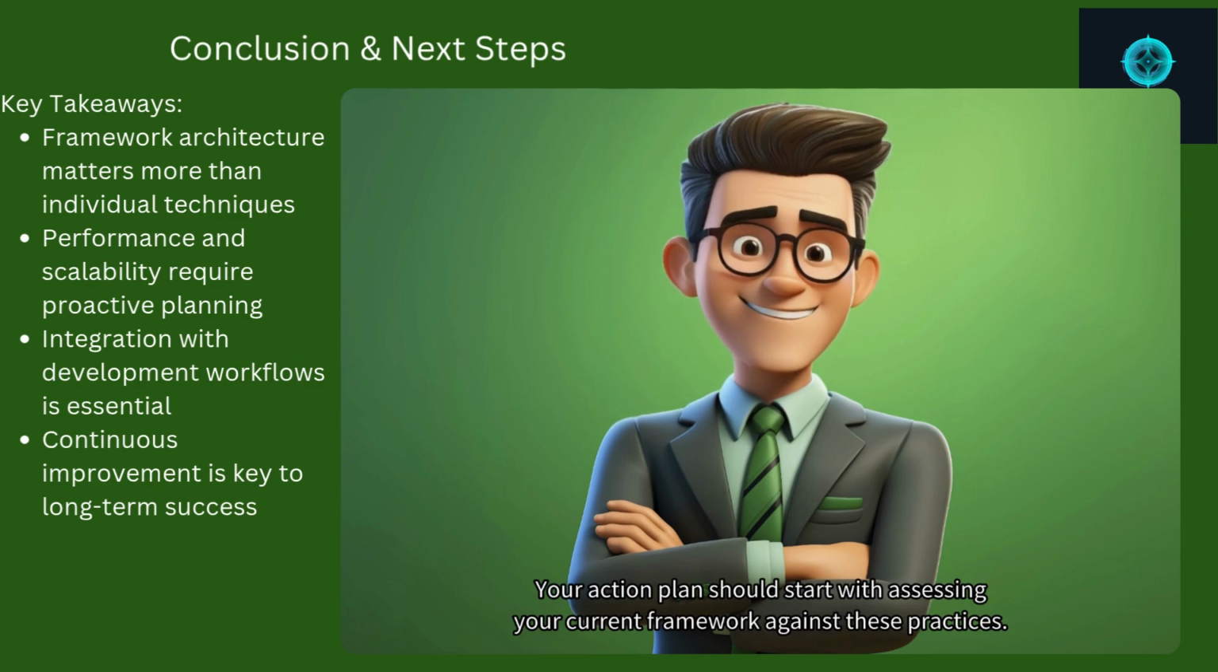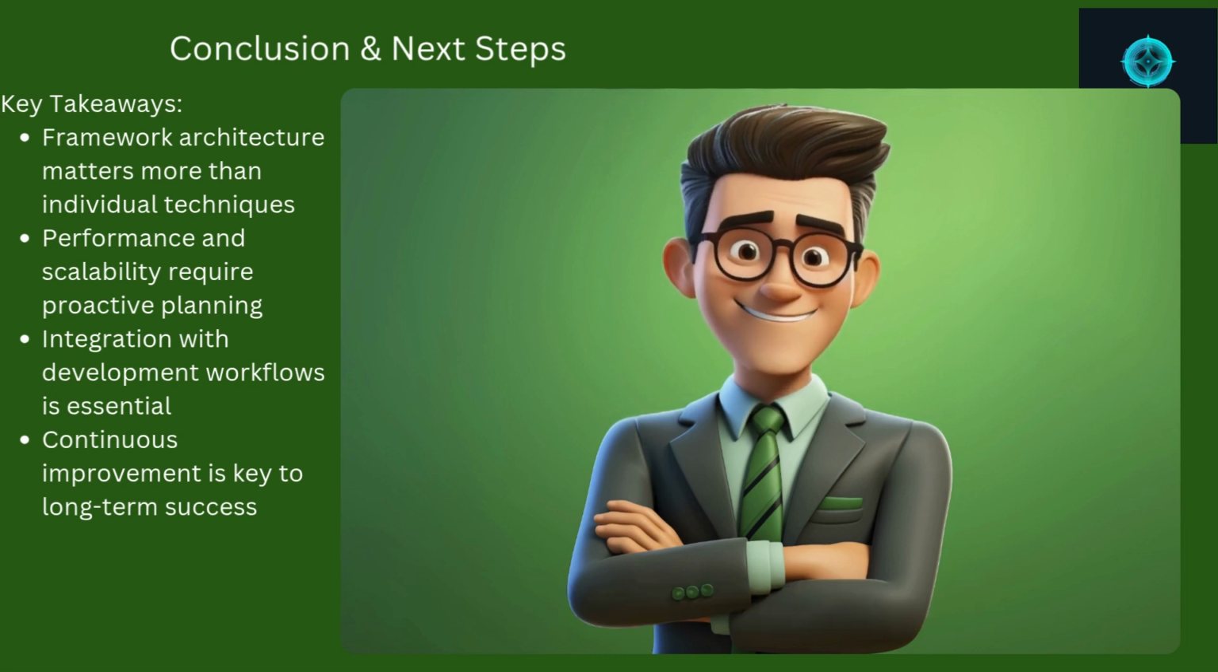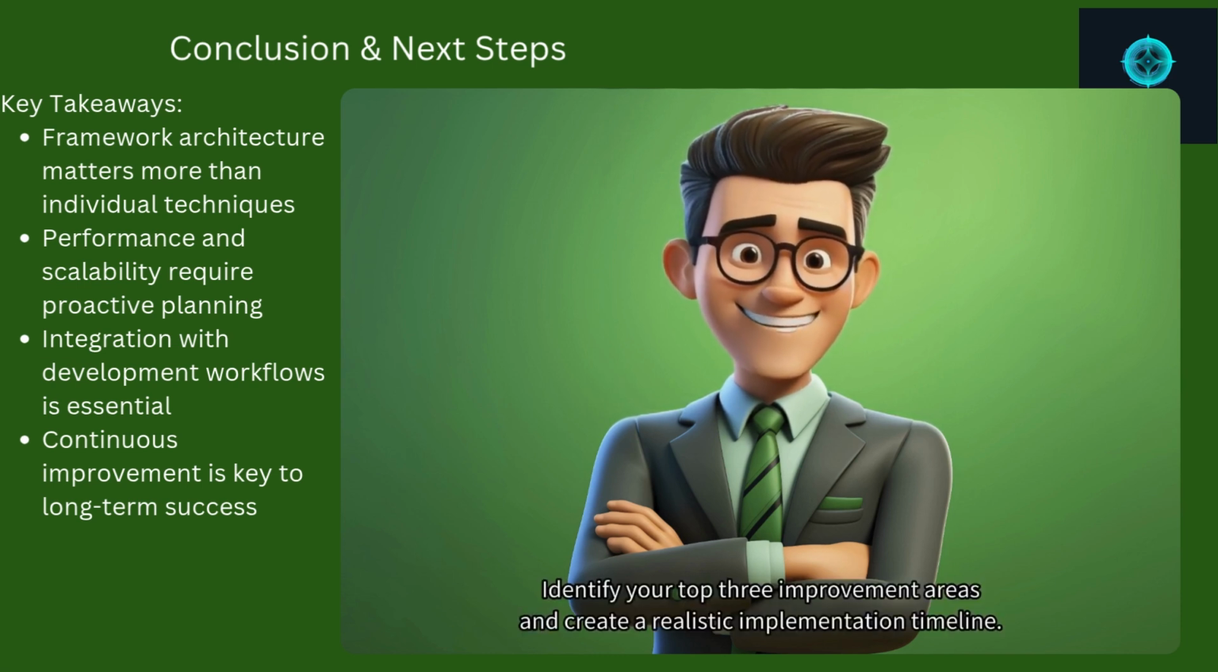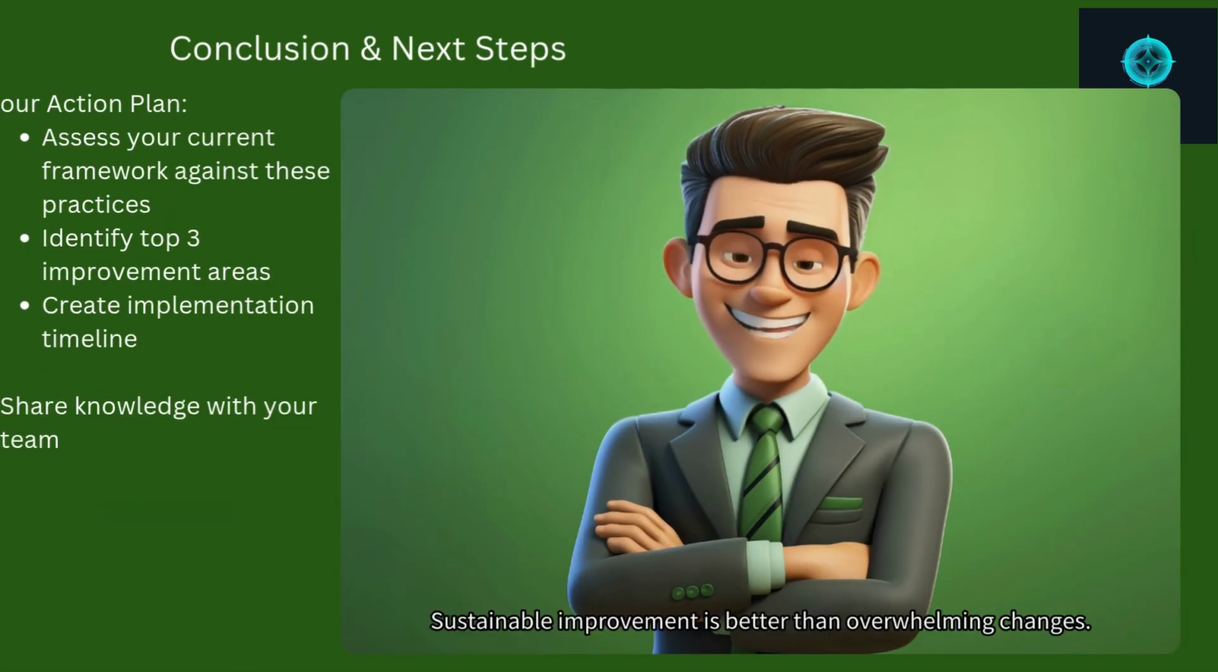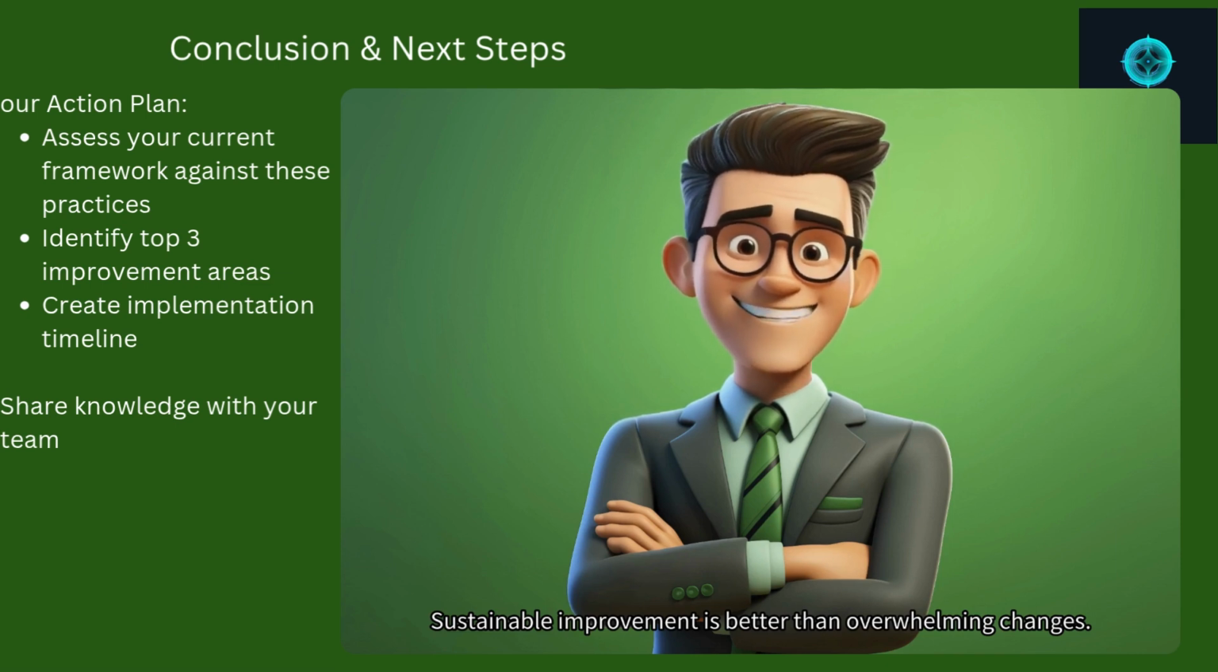Your action plan should start with assessing your current framework against these practices. Identify your top 3 improvement areas and create a realistic implementation timeline. Don't try to implement everything at once. Sustainable improvement is better than overwhelming changes.